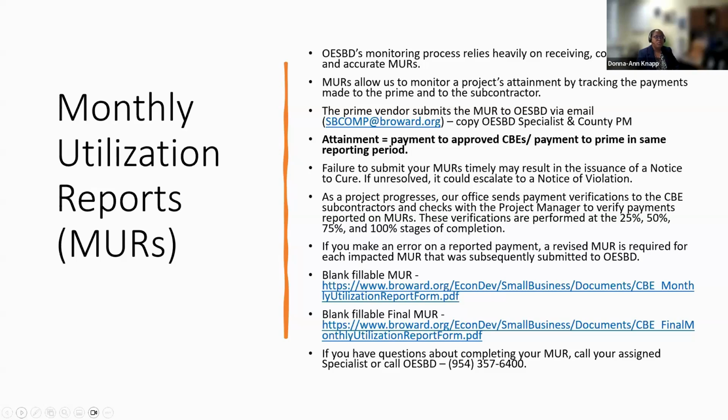commitment. Remember, when you submitted those letters of intent at the time that you were awarded the contract, you made a commitment, if you used more than one CBE, to utilize more than one CBE for a specific percentage. So we're looking at that as well. If we notice that there's a dip in attainment, we're going to reach out. Don't be surprised if you get an email from us asking.